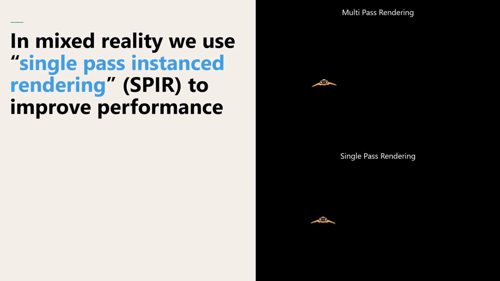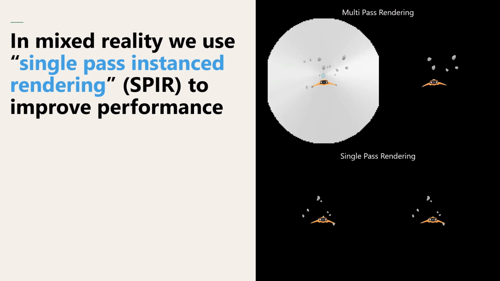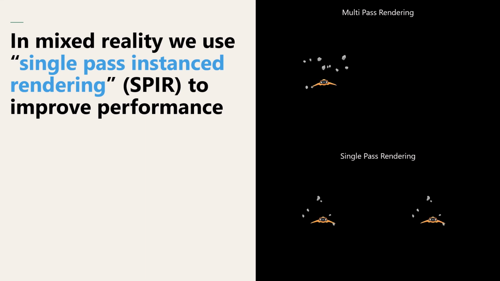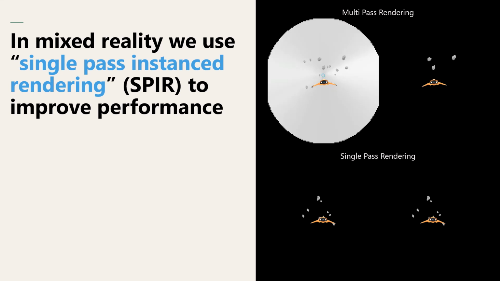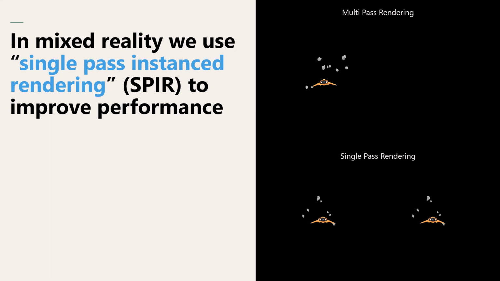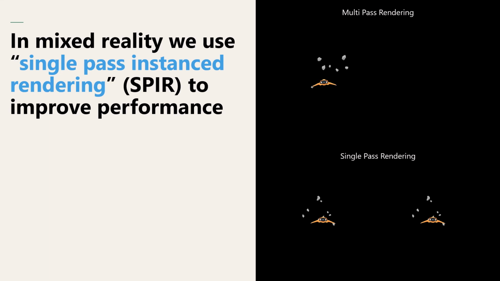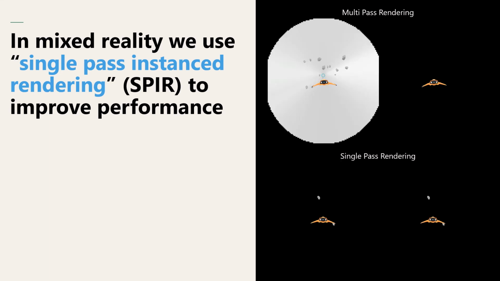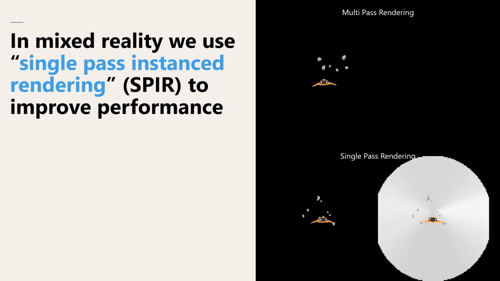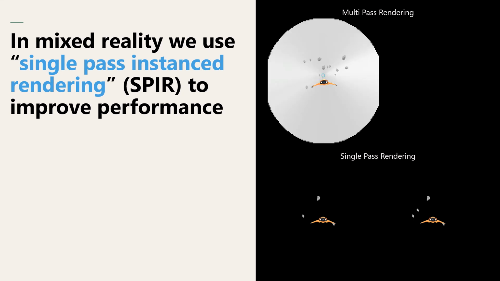To improve stereo rendering performance in mixed reality, Unity and Unreal use something called single pass instance rendering. You'll sometimes hear that called SPUR. SPUR reduces draw call counts, which is a great CPU win, and improves GPU cache coherency, which is a nice GPU win. Here you can see rendering of the left eye and the right eye. Multipass is rendering to both eyes synchronously, and then single pass is rendering to both eyes at the same time.